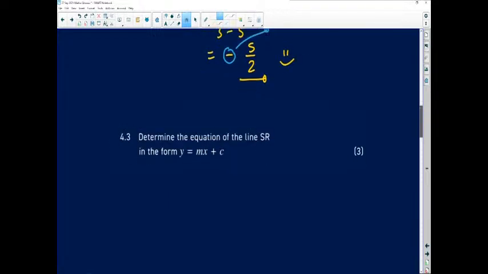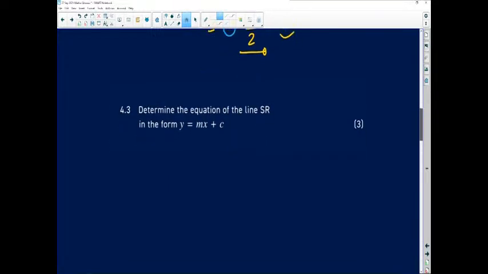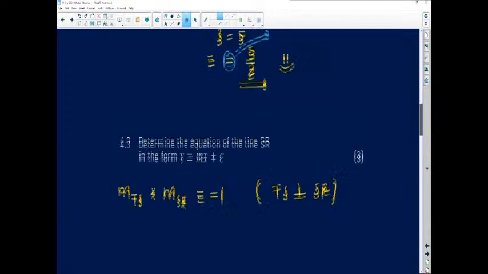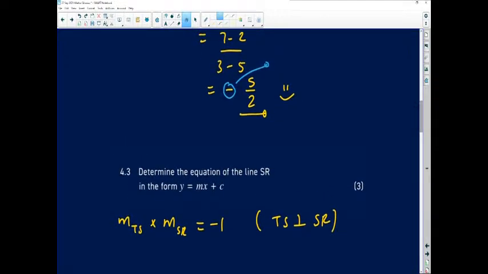So let's begin here and do exactly that. I'm going to say the gradient of the line TS, multiplied by the gradient of the line SR, is going to give you negative 1, because those lines are perpendicular to each other. TS is perpendicular to SR, and we have a reason why. We've already argued this. Now, if you go back and check the first one that you've got, 7 minus 2 is 5, 3 minus 5 is negative 2, so you got negative 5 over 2 as the gradient of the first one. So I promise you the second one that you're looking for will always be the first gradient upside down.